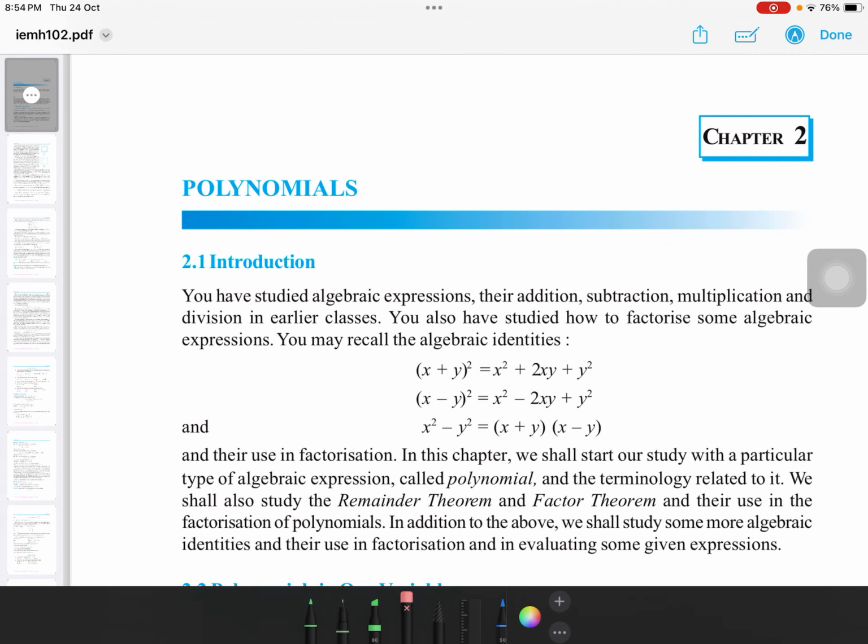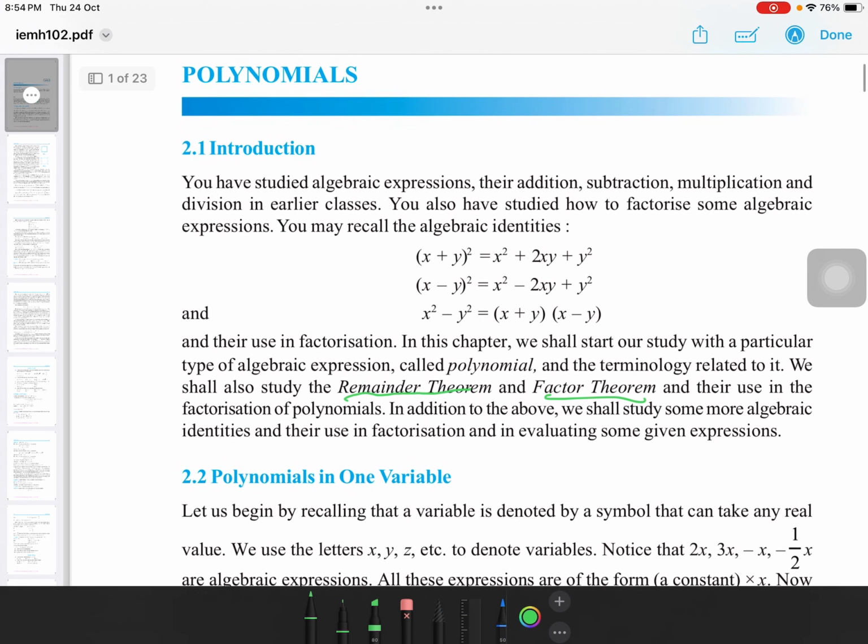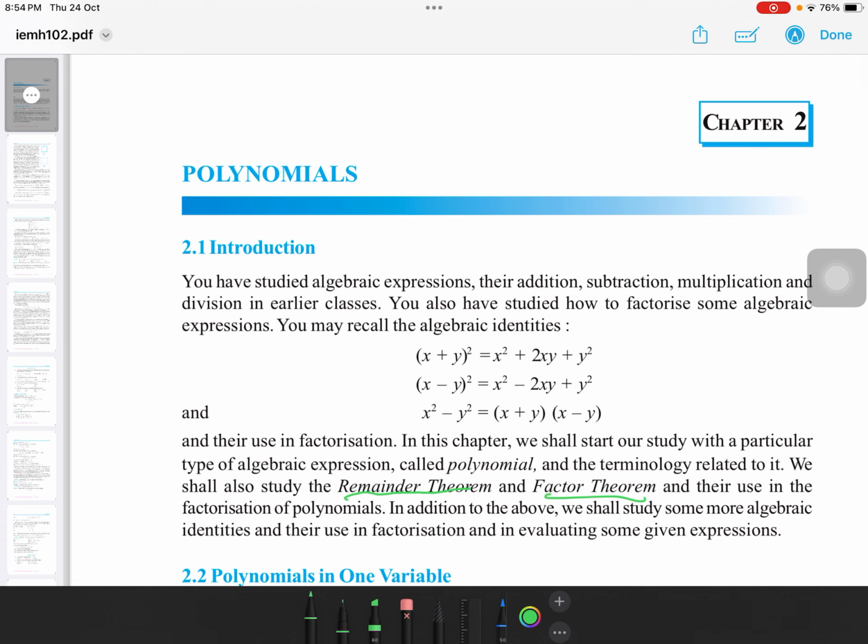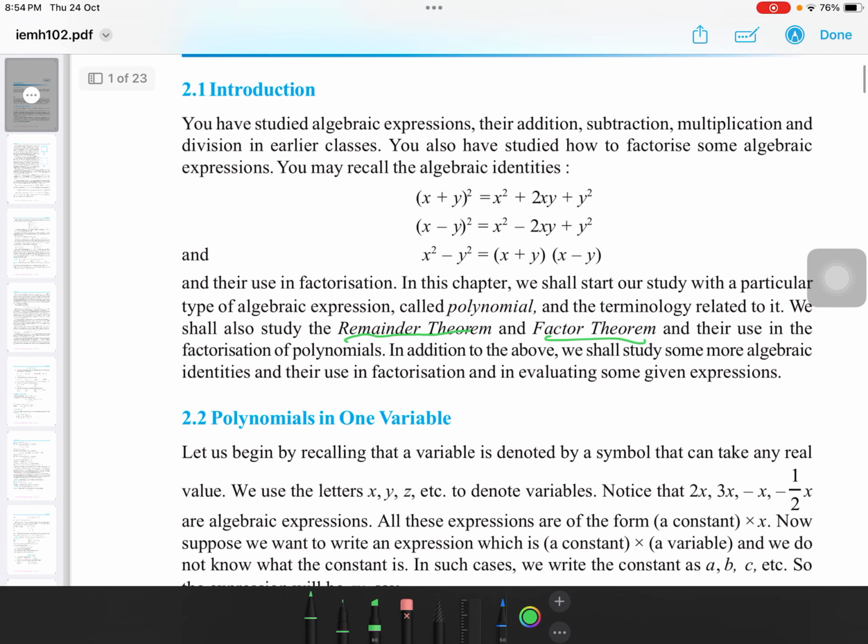Okay, welcome everybody. We are going to see about polynomials, and this is class 9. So this is going to be very important. We would be learning about the remainder theorem and the factor theorem that are very important. Okay, so the thing is here, what is exactly the term polynomials? There's a hidden in-depth meaning here.